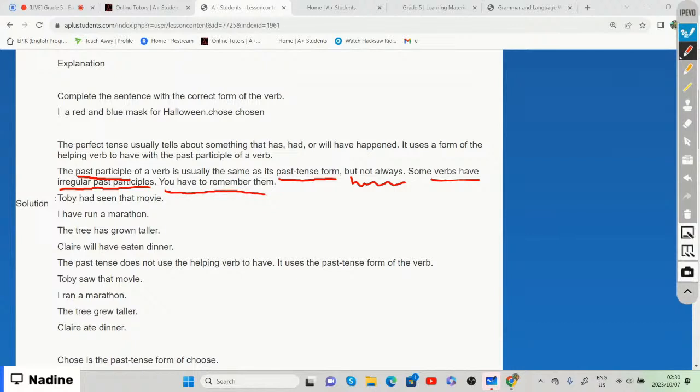An example is: Toby had seen that movie. Or I have run a marathon. So Toby had seen that movie and I have run a marathon. The tree has grown taller and Clay will have eaten dinner. So those are a few examples of either the past, present, or future.